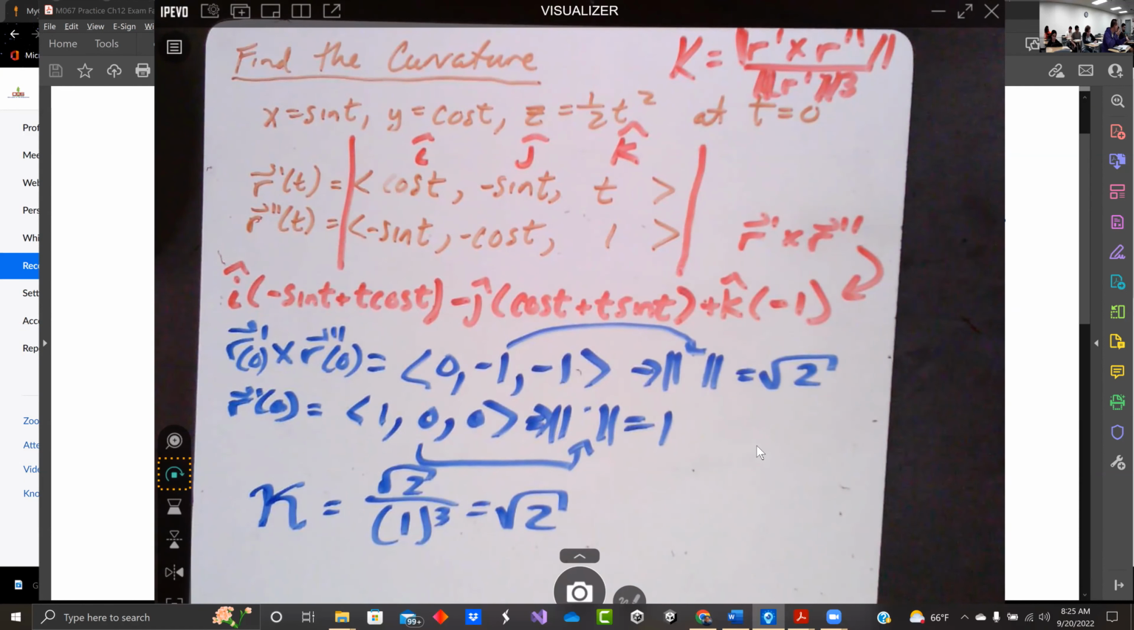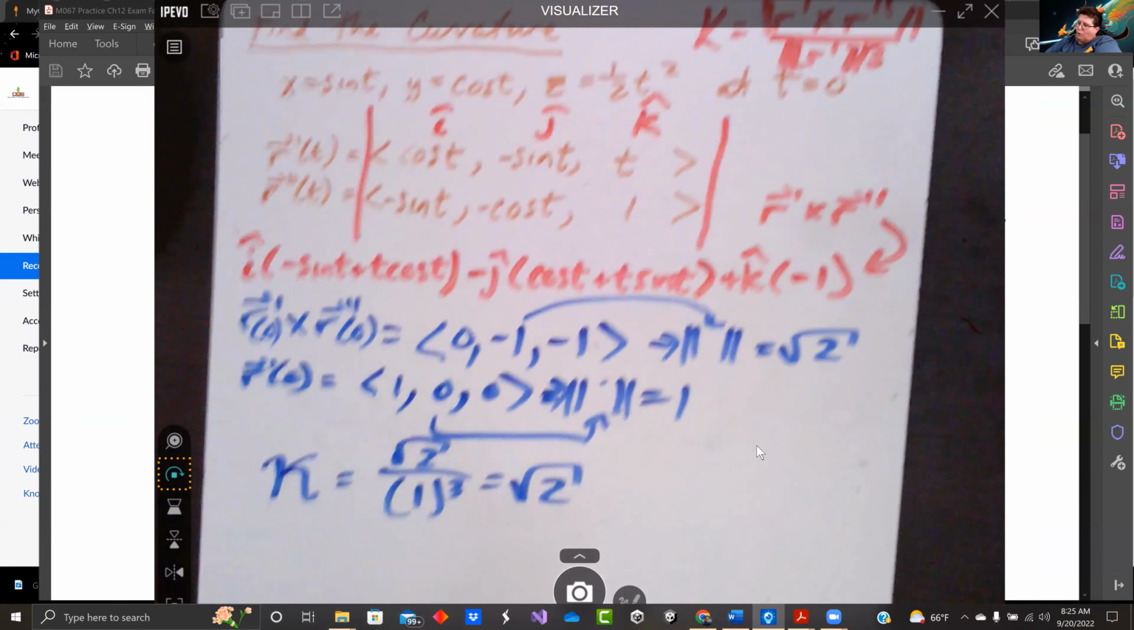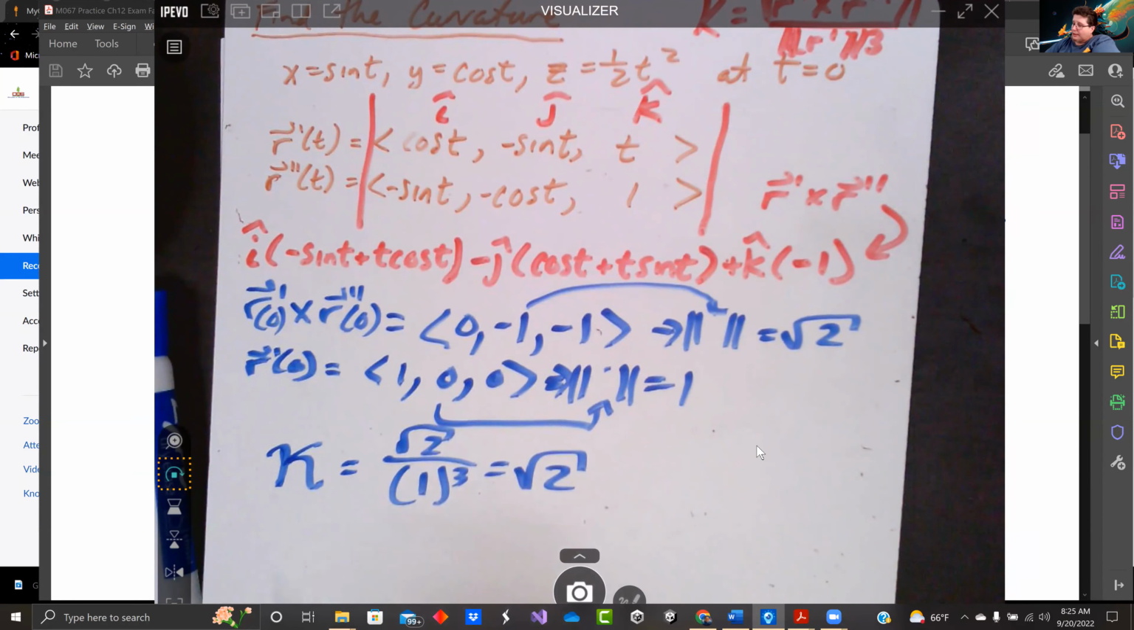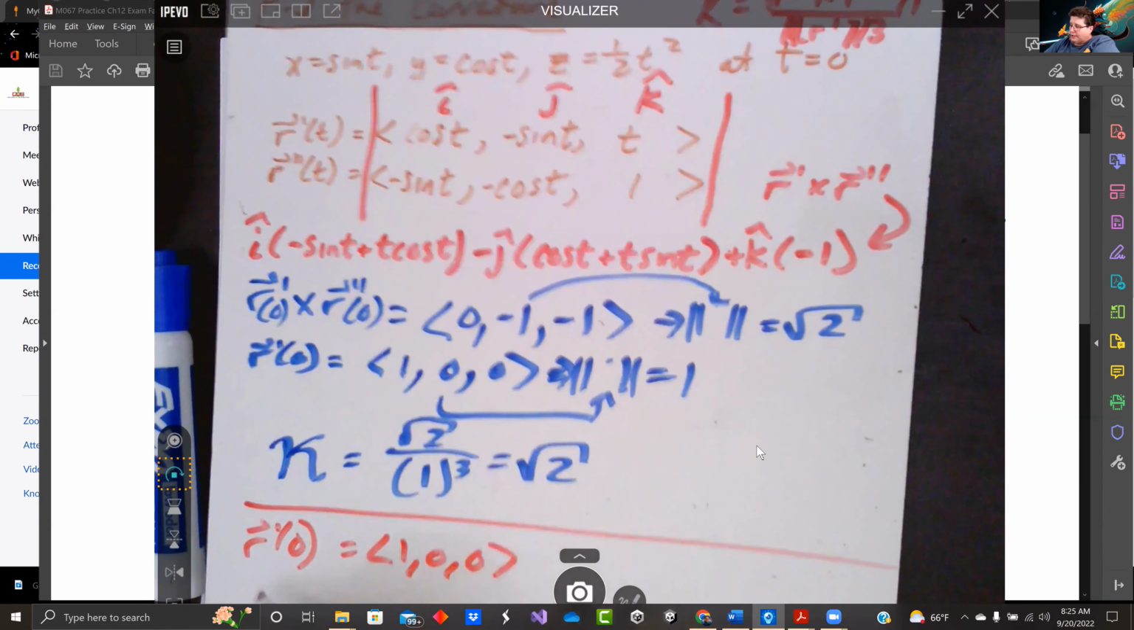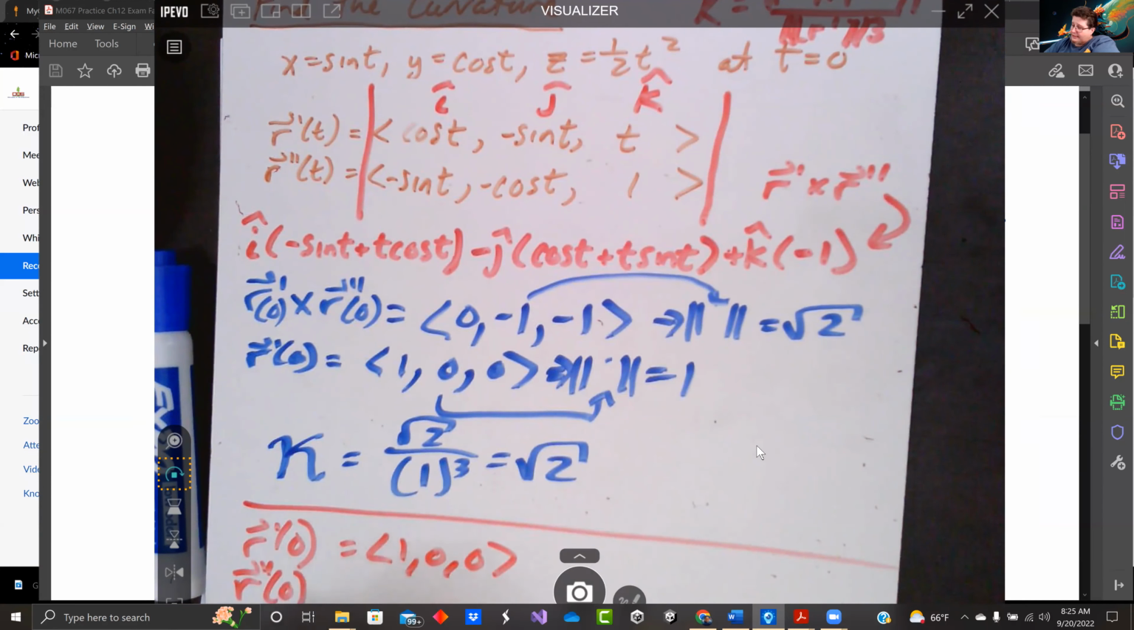After you found r prime and r double prime, you could have plugged in 0 for both of them and then found the cross product, and it would have been easier for me to solve. This was just more practice. So what Ben was saying is before I took the cross product, plug that 0 in. So r prime of 0 is 1, 0, 0. R double prime of 0 is 0, -1, and 1. And then do the cross product there.